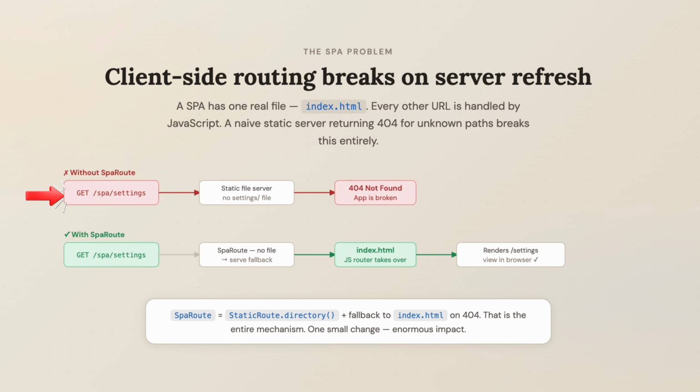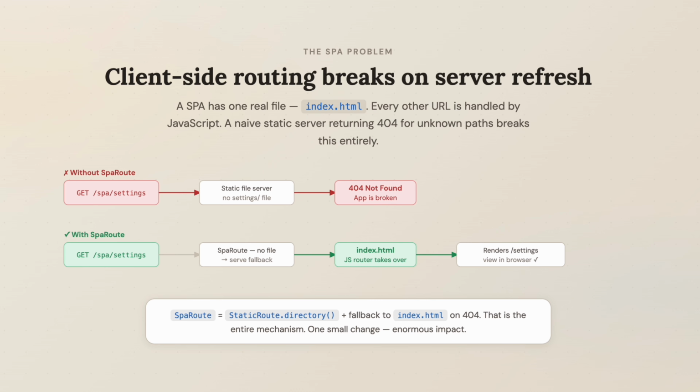In a traditional multi-page website, if a user navigates to /settings, the server serves a settings.html file. But in a SPA, there's no settings.html file. So the only real file is index.html. The /settings URL is handled entirely by JavaScript in the browser. The app's router detects the URL and renders the settings view.